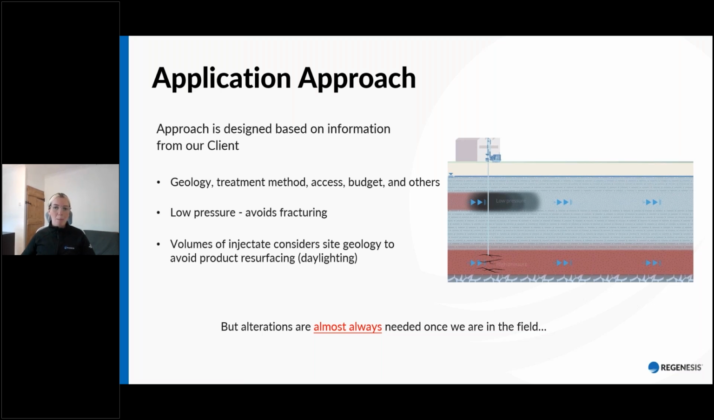We can tackle that by either increasing the number of direct push injection points so that we can distribute the injectate volumes further, and that avoids overpressuring the ground, or by reducing the injection pressures of both direct push or well injection techniques to ensure that we don't create preferential pathways either within the subsurface or back to the surface.